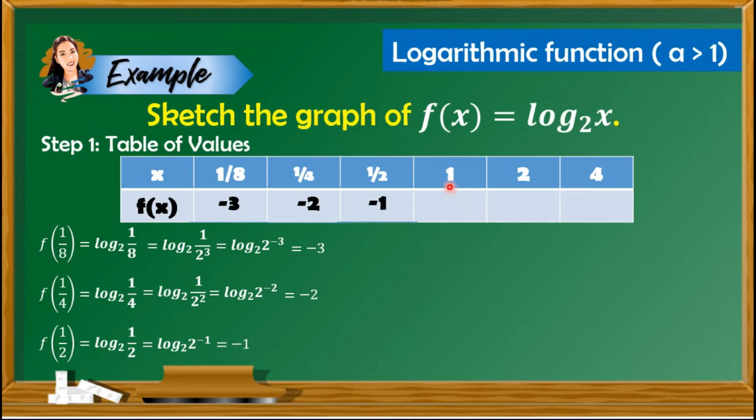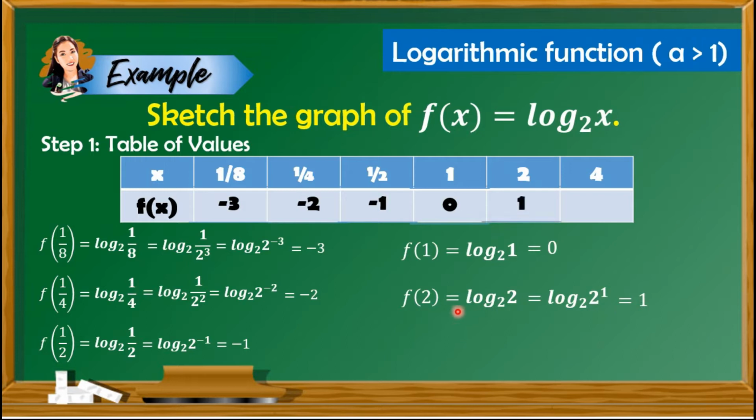Next value, we have 1. So when we substitute, it will become log base 2 of 1. Here, to get the value of this, we need to apply the property of logarithm. In taking the logarithm of 1, it is always equal to 0. Next is when x is 2. So we have f(2) = log base 2 of 2. Since the base is equal to x, the answer here is 1, which is the exponent.